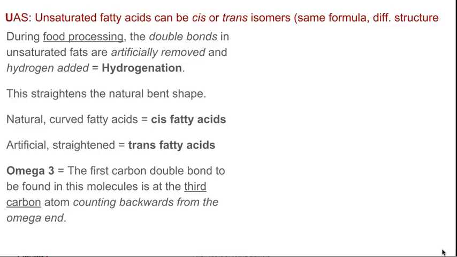Something else to note is these fats, which you might have heard good things about, called omega-3 fats. Now remember we talked about the omega end of the molecule previously. This is where this comes in. So this is where the first carbon double bond to be found in this molecule occurs at the 3rd carbon atom, counting backwards from the omega end. Now that's a little bit complicated. I'll show you on the diagram in a second. And fish are an excellent source of this.